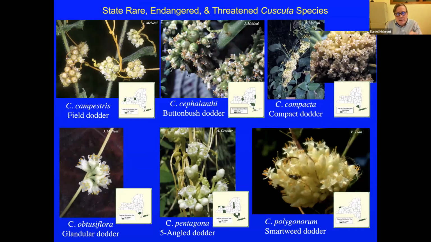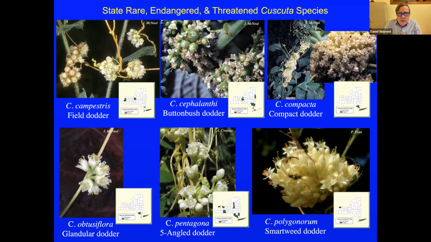Some people make it synonymous with pentagona. If you visit the USDA Plants webpage, they have that all wrong. They have to read Mihai's paper, where pentagona is a tetraploid versus campestris a diploid. They're separated on the phylogenetic trees. They have different chemistry. So older works may have lumped them together, but those two look similar, but they are distinct species. Cephalanthi, buttonbush dodder.